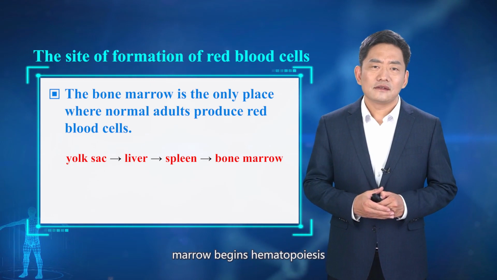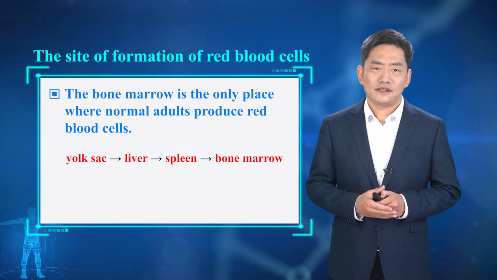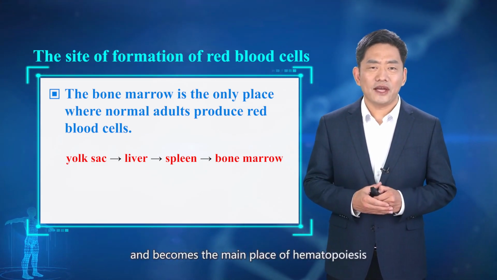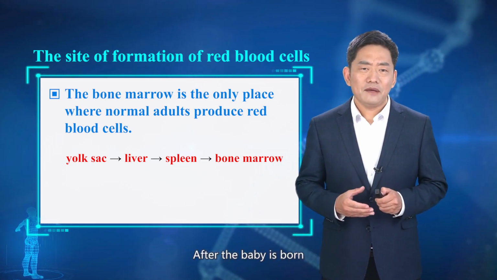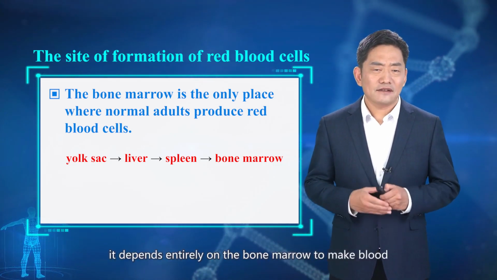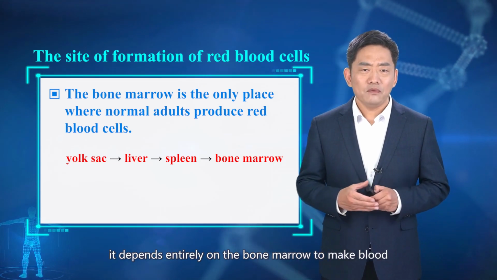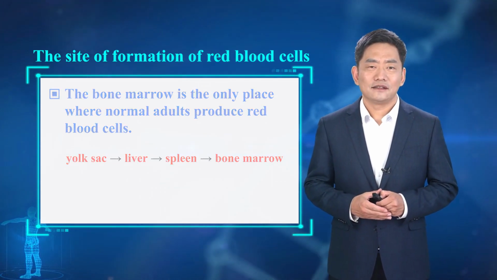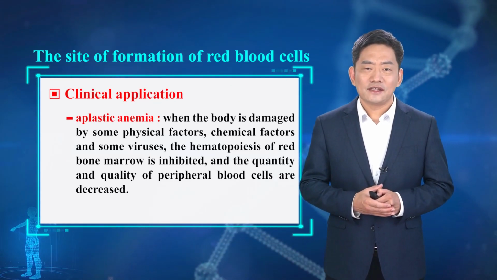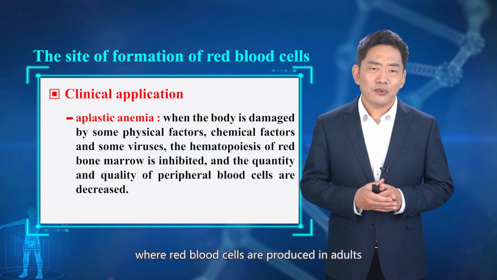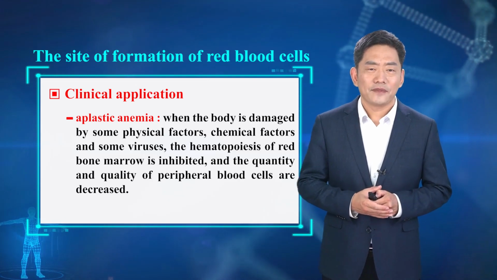Marrow begins hematopoiesis and becomes the main place of hematopoiesis. After the baby is born, it depends entirely on the bone marrow to make blood. The bone marrow is the only place where red blood cells are produced in adults.